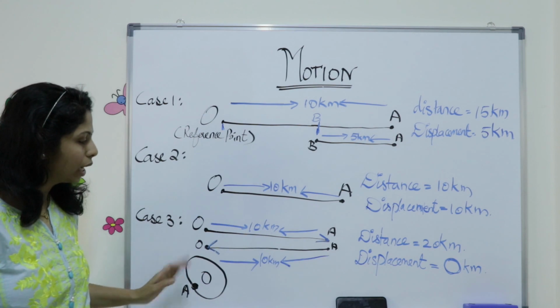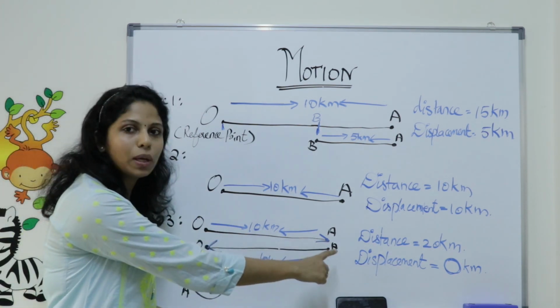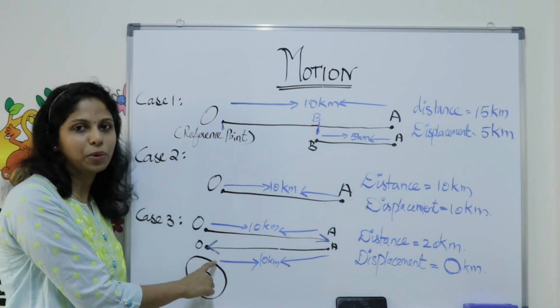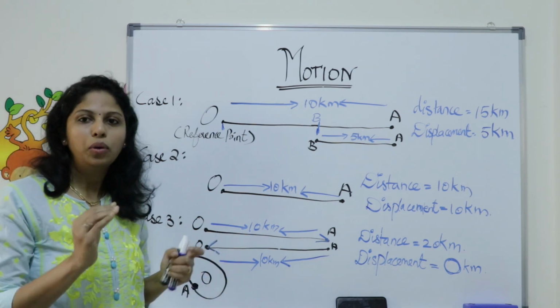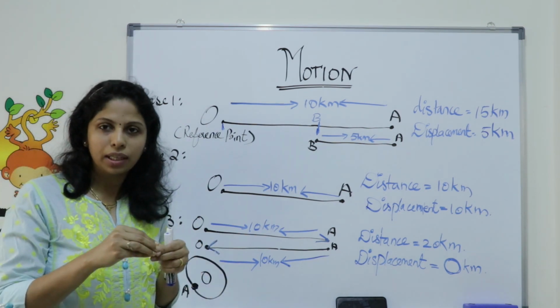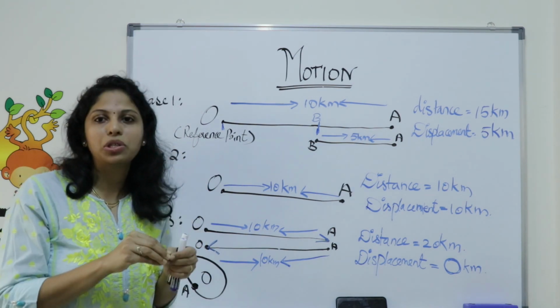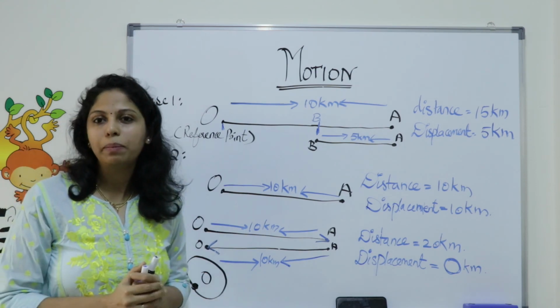But in case 3 an object is starting from O and again it is traveling to a distance A and it is getting back to its initial position. Therefore in this case, that is, an object from initial position after traveling, if it comes back to its initial position, in that case the value of displacement will be 0.